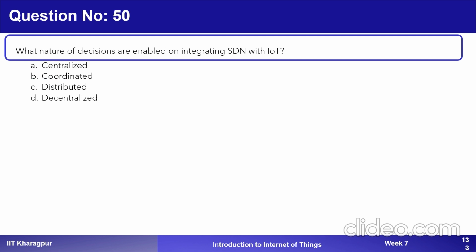Next question is, what nature of decisions are enabled on integrating SDN with IoT? Options are centralized, coordinated, distributed, decentralized. Option A, ma'am, centralized. Anyone else? Yeah, option A is correct.